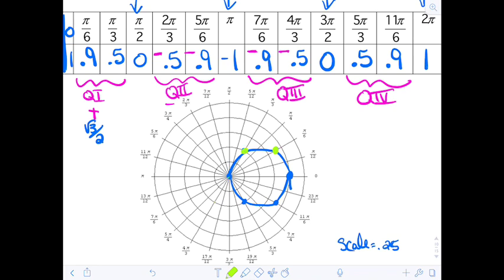And then 3 pi over 2 is at 0. 5 pi over 3 is out here at 1/2. 11 pi over 6 is out here at 0.9. And then 2 pi is back at 1. So it really just repeats again after you get to pi. So really, 0 to pi gives you the complete graph for cosine of theta.